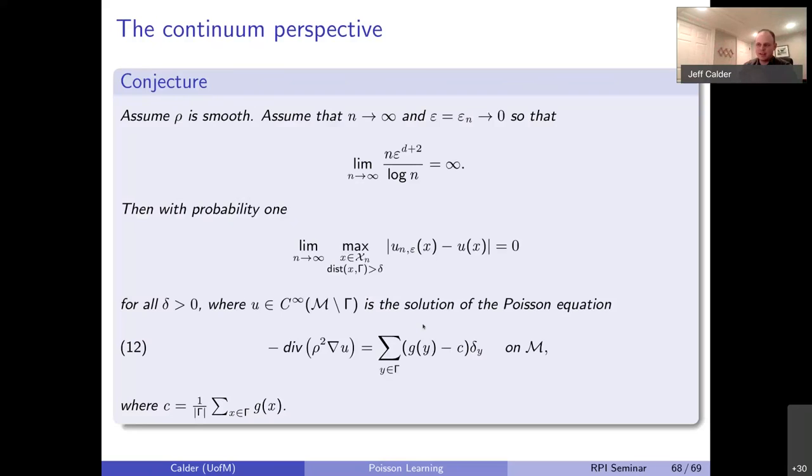But these things are highly singular. So you have these delta functions on the right-hand side. The solutions here have singularities. And so these are harder problems than we've looked at before. So these are still ongoing work. But I think we can essentially show rigorously that Poisson learning is stable and well-posed at arbitrarily small label rates.